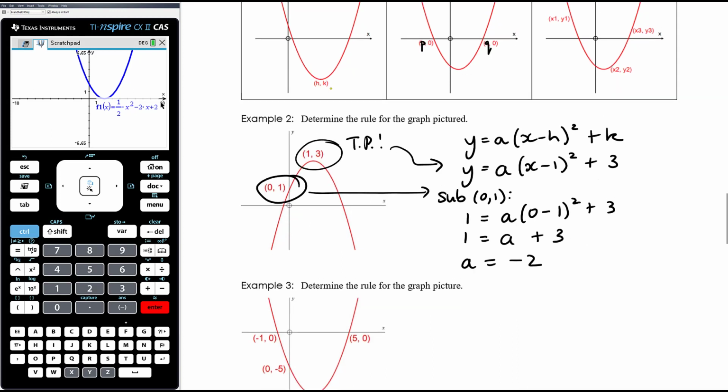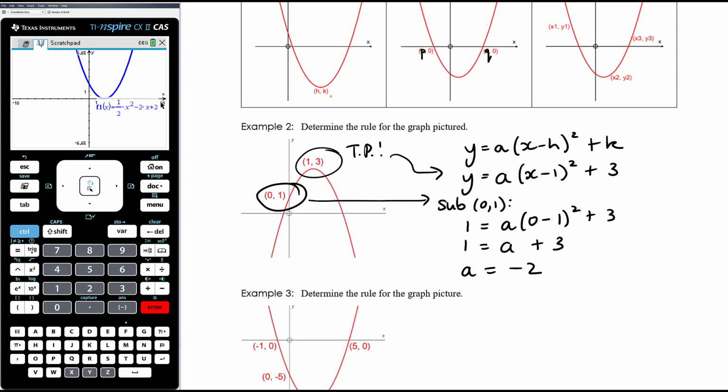Now, I'm happy that a is negative. I expected a to be negative because I have a sad parabola. Don't start by writing negative a though, or you'll confuse yourself later on. Just start with turning point form, sub in your points, solve for a, but know that you're expecting to get a negative a value if you have a sad parabola.